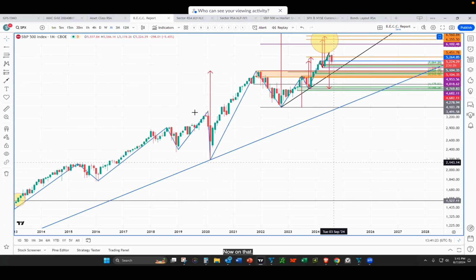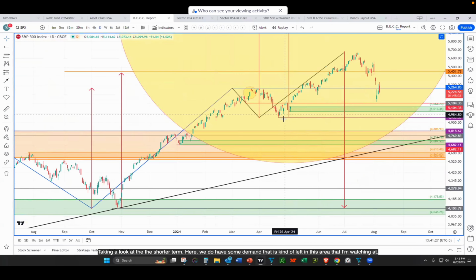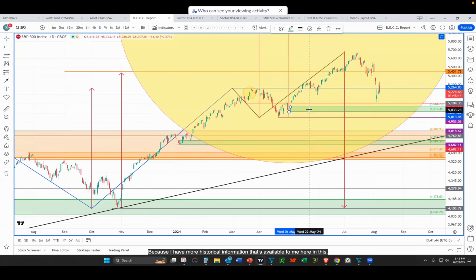Now on that, taking a look at the shorter term chart here, we do have some demand that is left in this area that I'm watching at 5,064 to 5,013. Okay, now I didn't state this earlier, but my preference is to watch the cash index as opposed to the SPY or the S&P futures, because I have more historical information available to me in this than anything else. Okay. So as we're looking at this, we're certainly in this corrective phase.